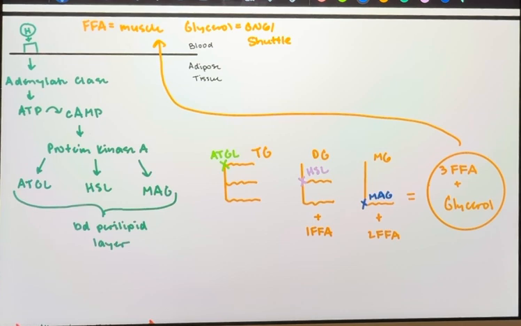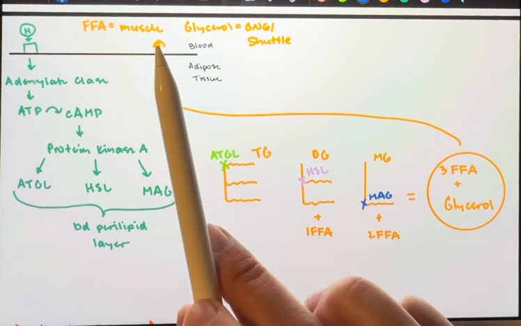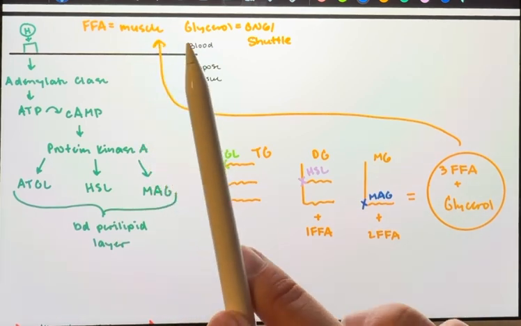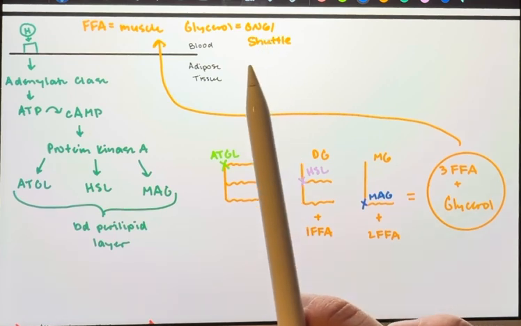So each of them breaks down one fatty acid chain. ATGL breaks down the first fatty acid chain, HSL breaks down the second, MAG breaks down the third. This leaves us with 3 free fatty acids plus 1 glycerol molecule. These molecules go from the adipose tissue and enter the blood. This glycerol is used for GNG, gluconeogenesis, or for shuttles.